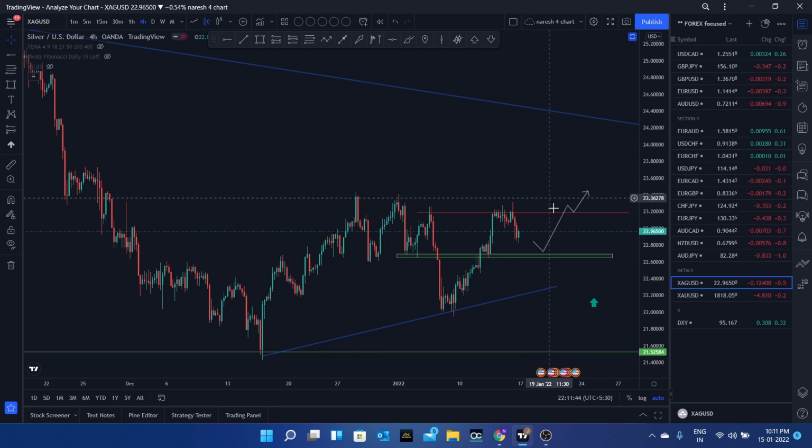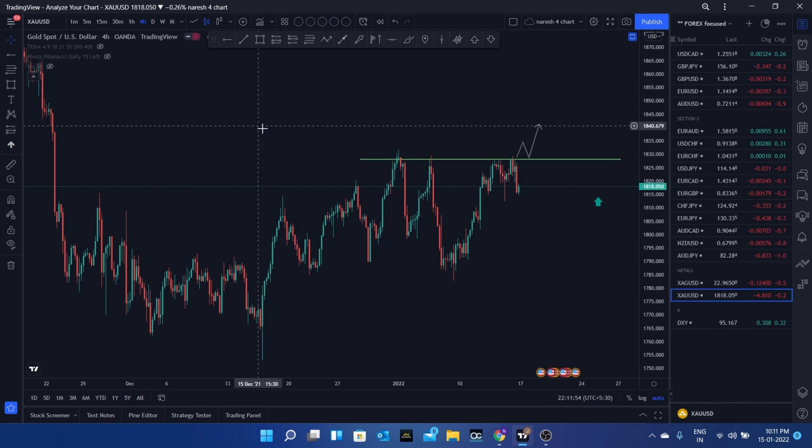And if it is breaking this level, and it just waits for some kind of retest here, you can go for long here in silver as well, guys. So that would be for silver, and next would be gold, guys.